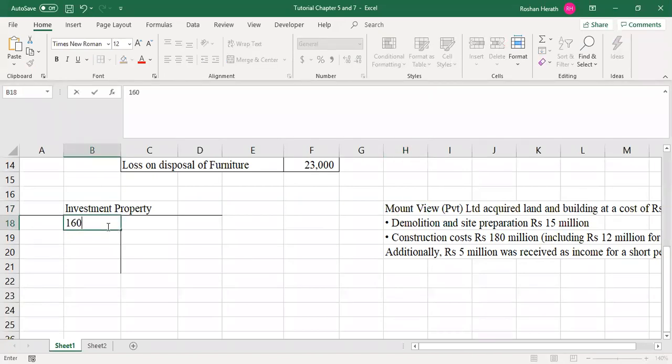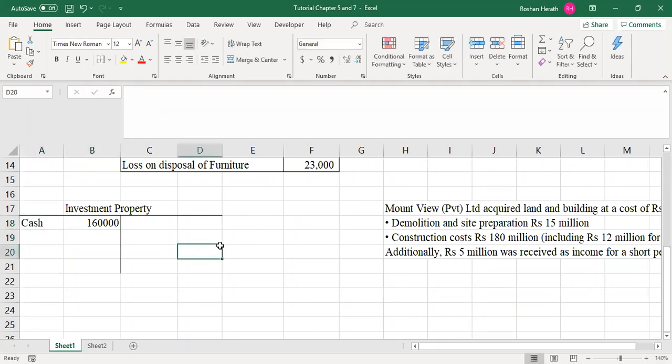Yes, that's a part of cost. So it is the acquisition cost. So it is definitely a part of the cost of the investment property. Then the demolition and site preparation. Earlier in the question also we agreed that demolition should also be a part of that. The cash that you incur for the demolition, 15 million, that should also be the case. The construction cost, 180 million. What do you think about that? 180 million. Yes, you have done it correctly.